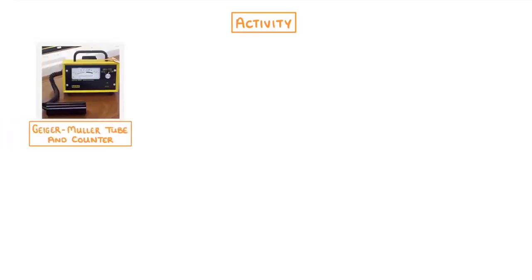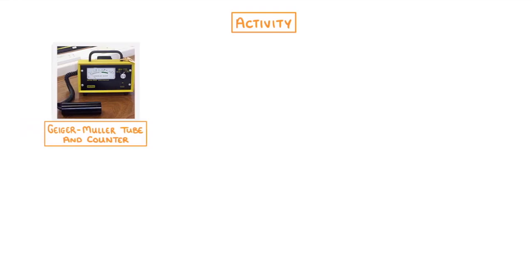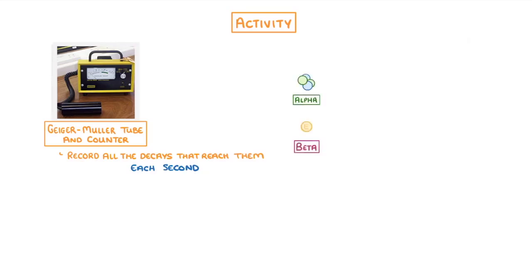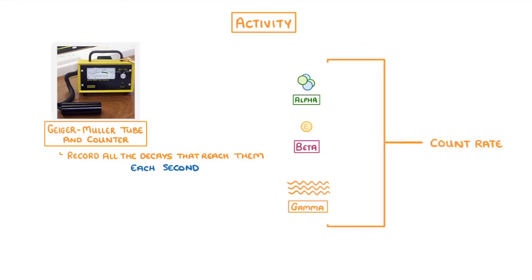Now, so far, we've just kind of assumed that we'd know what the activity is. In real life, though, we'd have to find the activity using a device called a Geiger-Müller tube and counter. These things record all the decays that reach them each second. So all of those alpha and beta particles and gamma rays, which it then records as the count rate, and it's this count rate that we use to estimate the activity.